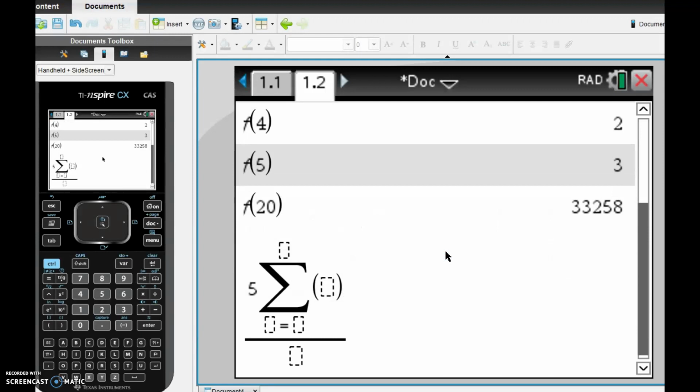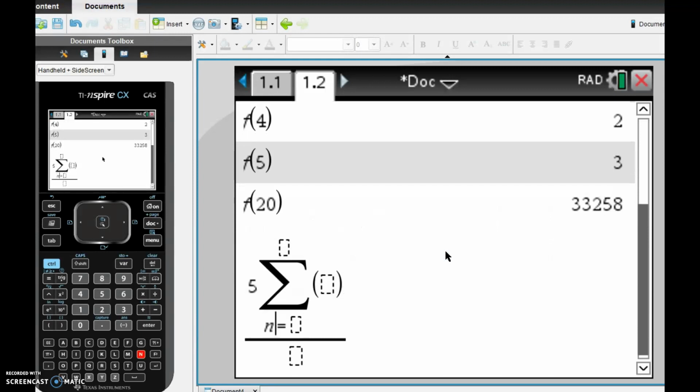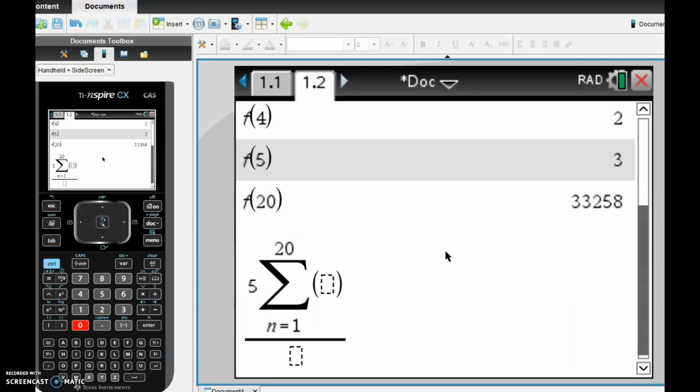And then just type in what you see. It doesn't matter what variable you use, I just use the ones that they're given. If you hit tab, it'll go between the different pieces easily. 20, and then we're going 10 minus 2n.